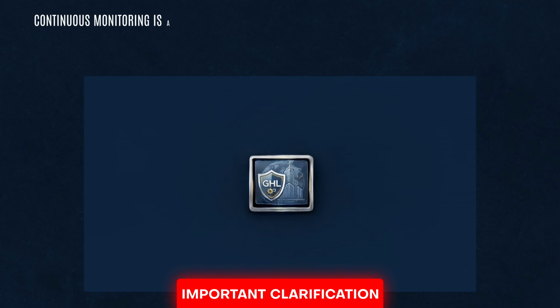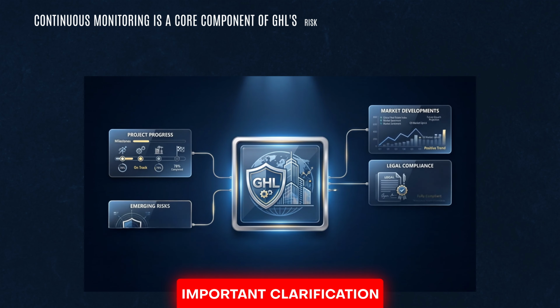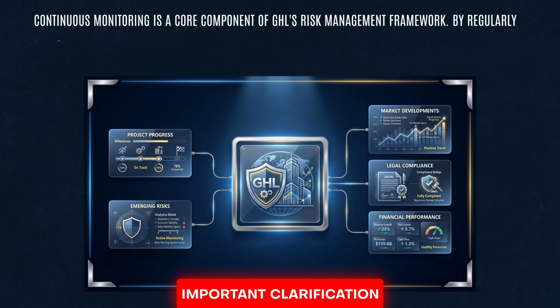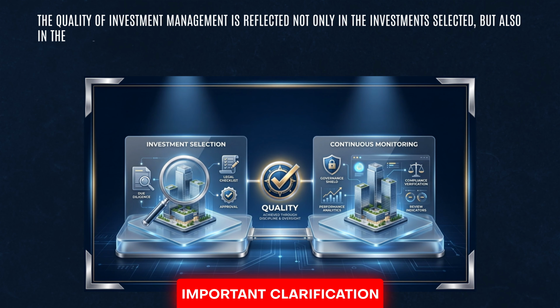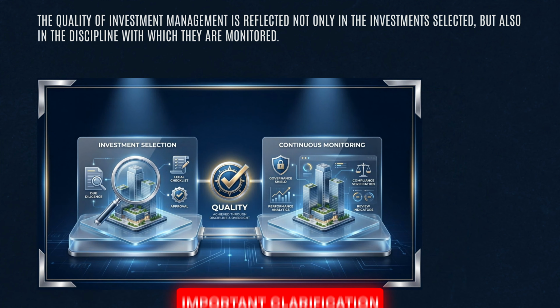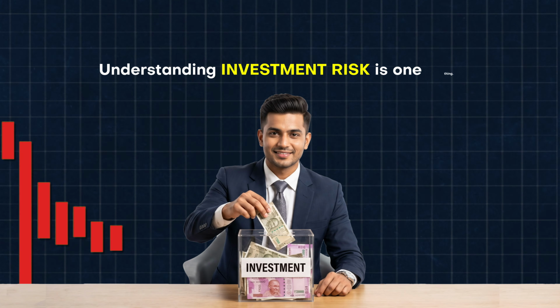Continuous monitoring is a core component of GHL's risk management framework. By regularly reviewing project progress, market developments, legal compliance, financial performance, and emerging risks, we seek to support informed decision making throughout the investment life cycle. The quality of investment management is reflected not only in the investments selected, but also in the discipline with which they are monitored. Understanding investment risk is one thing.